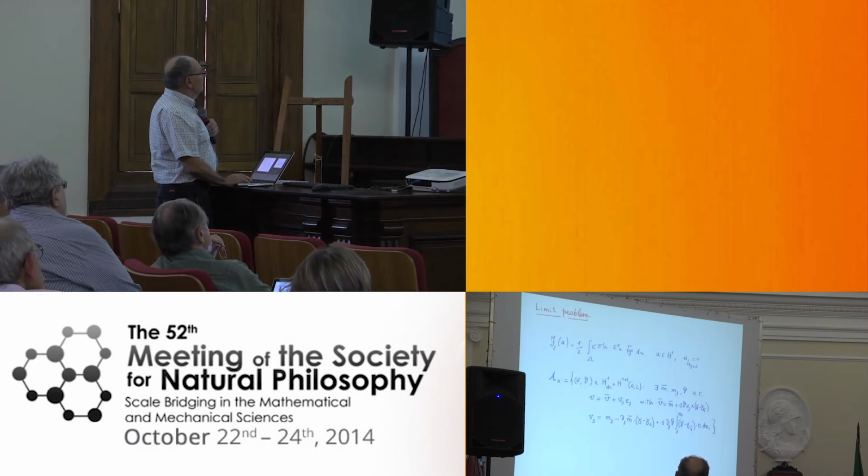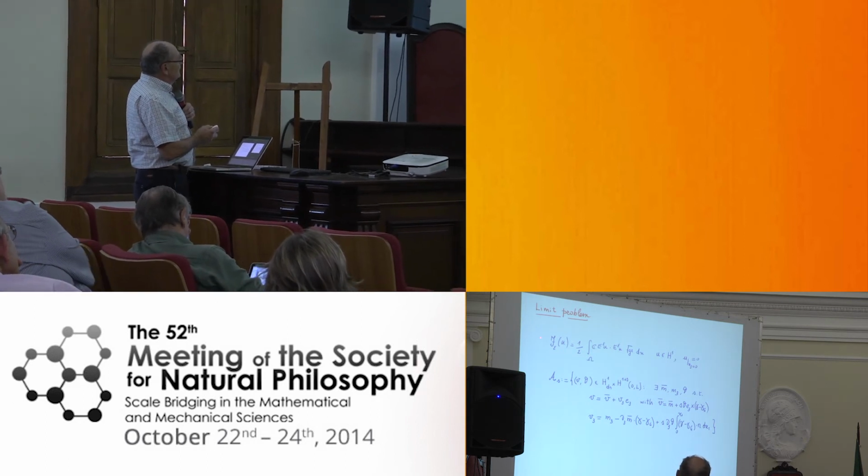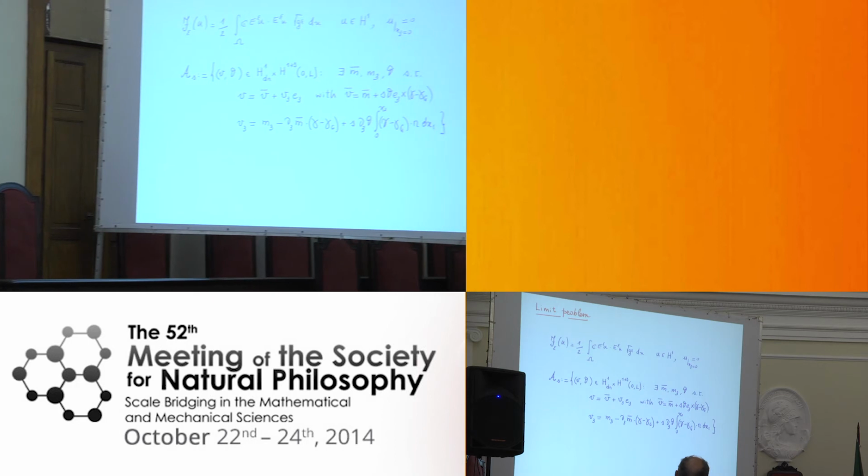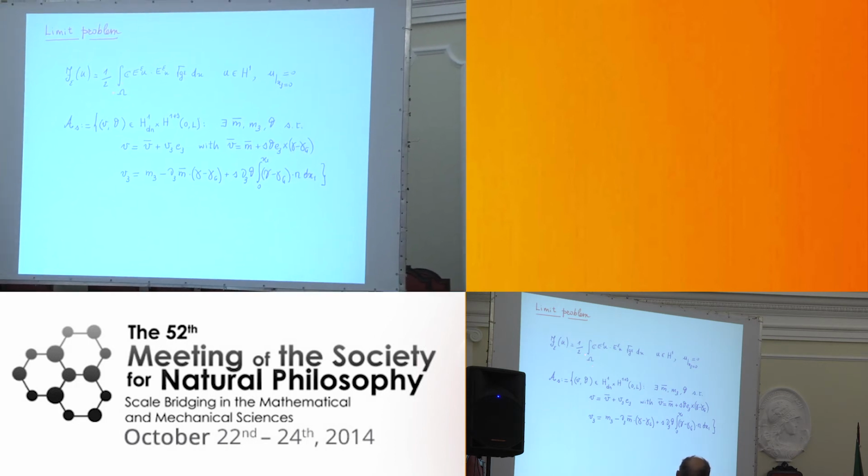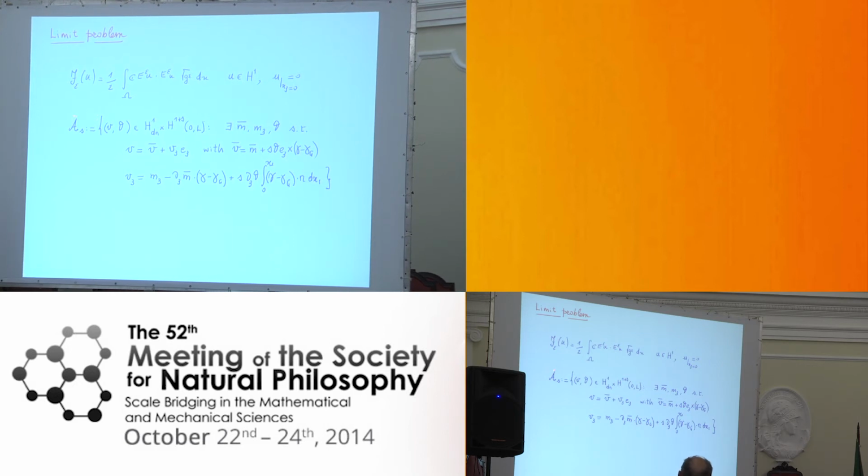The limit problem is the following. Let us now say this is the strain energy functional we started with, represented on a fixed domain. And let us define with the script capital A sub S the collection of the pairs of functions in these two spaces respectively, for which the representation we have found during the analysis holds. So pairs of V and theta for which there exist M bar, M3, and theta, such that V is defined in this way.